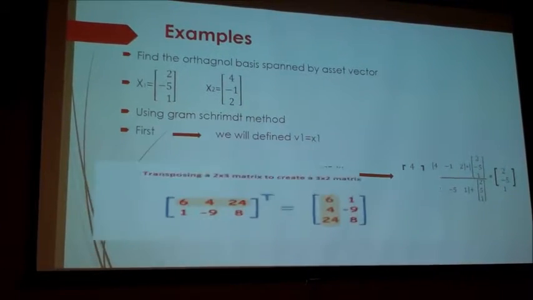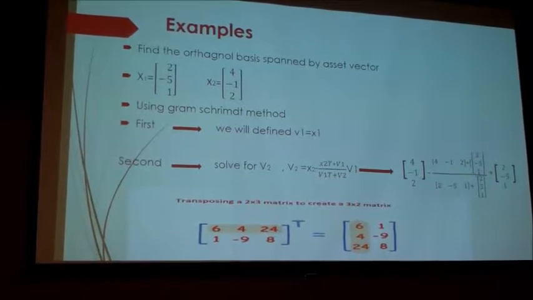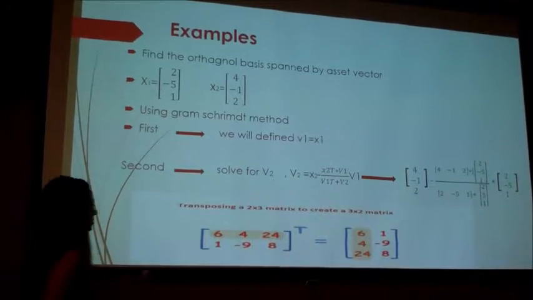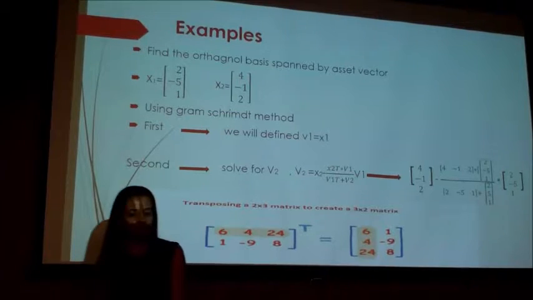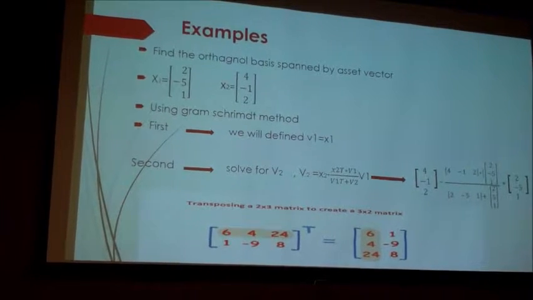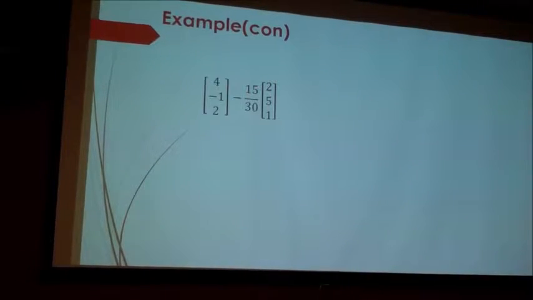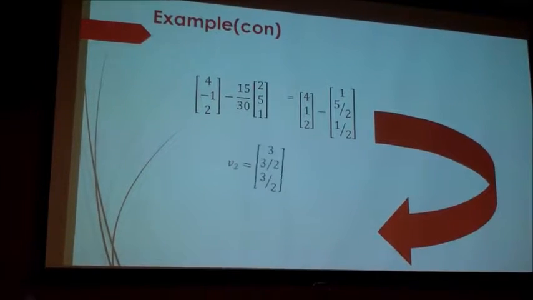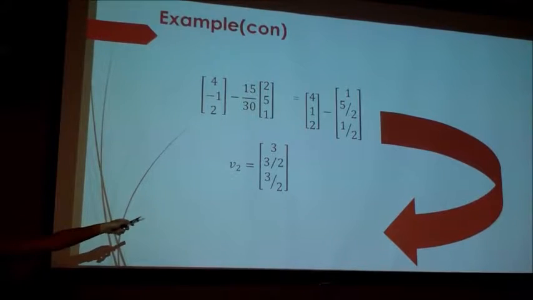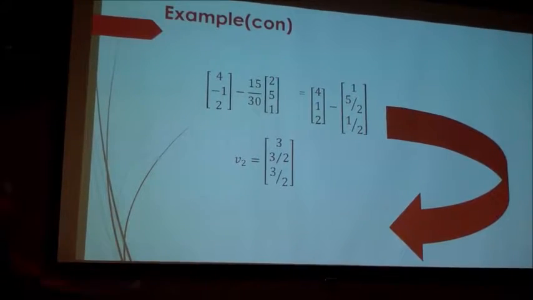We studied what transpose means in structural analysis too. And if you forgot what transpose is, you take the row of the first matrix and convert it to a column. That's the way you find the transpose. So that's the continual example. And now we found v2, which is the vector perpendicular to v1.